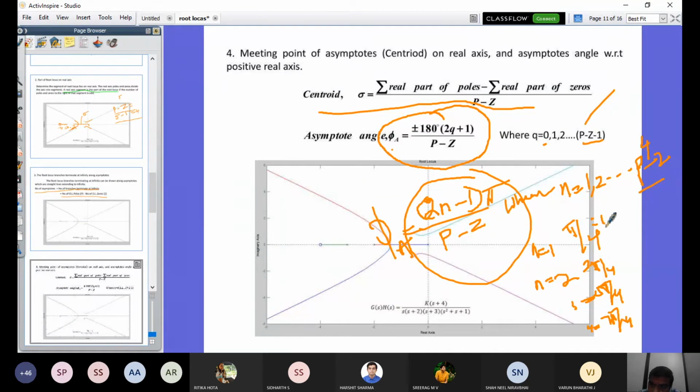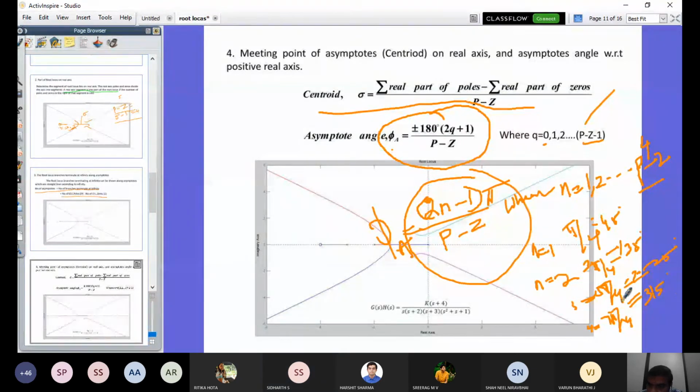π by 4 is 45 degree, correct? 3π by 4 is 135 degree. 5π by 4 is, what is 5π by 4? 225. 225, very good. What is 7π by 4? It is 315.